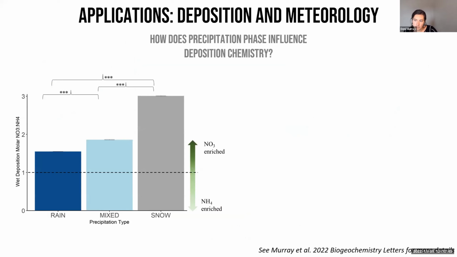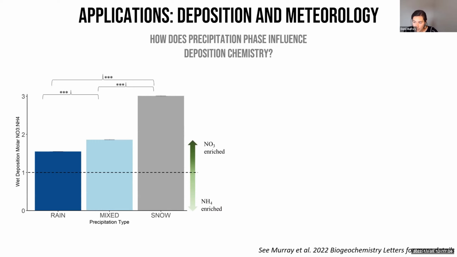And we demonstrate the importance of this calculation by using the pipeline to ask a research question like, how does precipitation phase influence deposition chemistry? It's well known in the atmospheric chemistry literature that rain and snow have different ion scavenging potential, due to snow having increased surface area and ability to scavenge heavier ions.